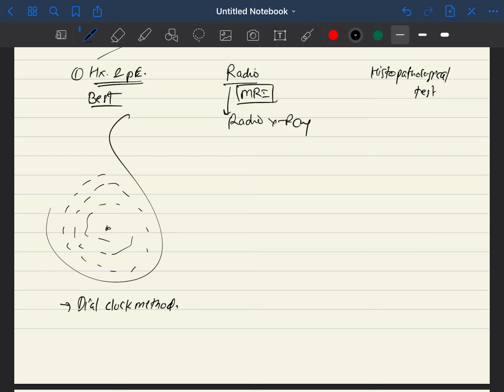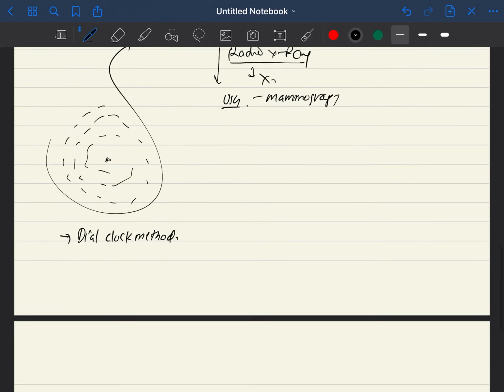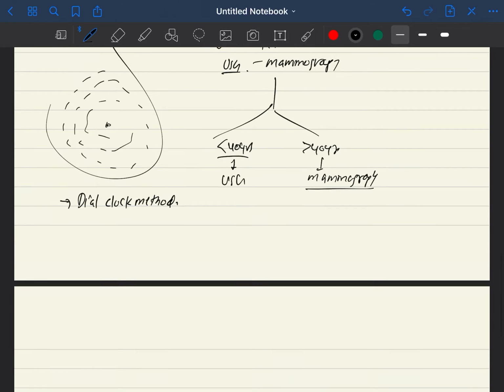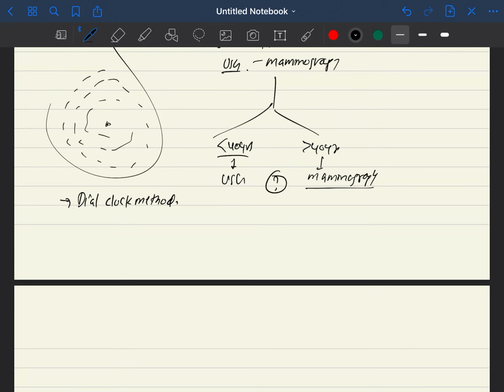When we do X-ray or USG and when we do mammography, X-ray is not much useful. So the next one is USG. So when to do USG and when to do mammography? If a patient is less than 40 years old, we will go for the USG, and if a patient is more than 40 years old, we will go for the mammography. Alright, why do we do that?